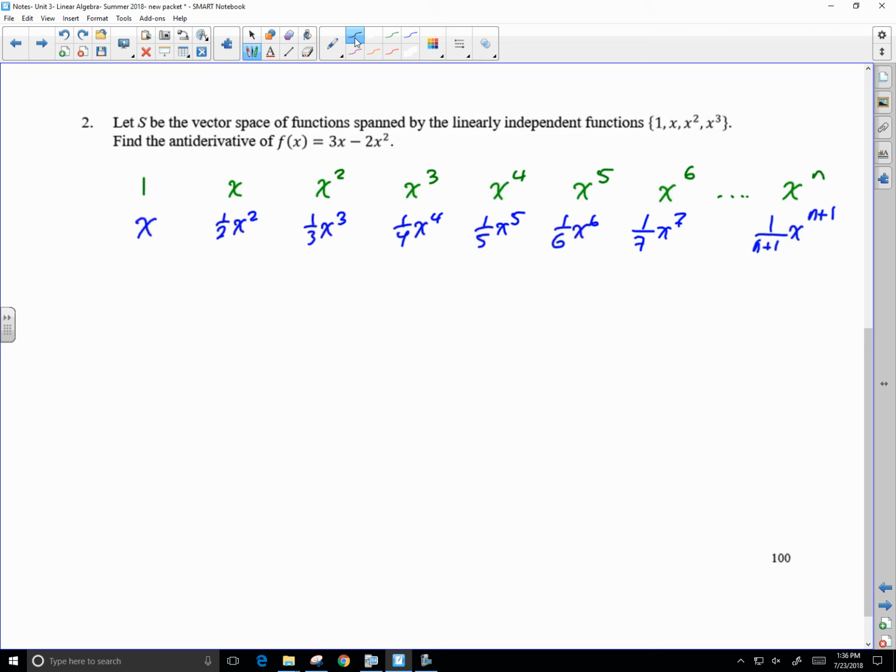All right. So the space that I need starts with a function to the first power and ends with a function to the second power. Right? So that's what I'm up against. So I need these guys.